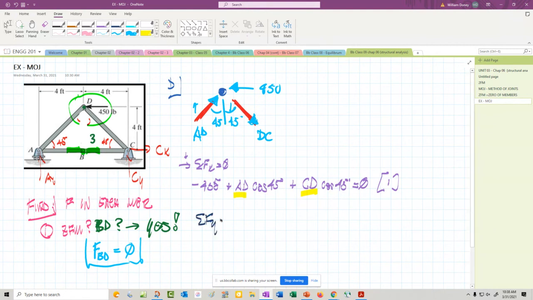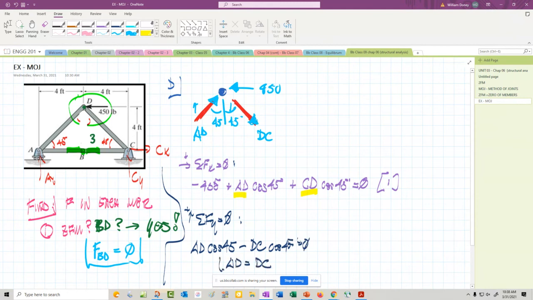We get that by summing forces in the y direction, positive up. And we will get, let's see, AD cosine 45 minus DC cosine 45 equals zero. That tells me that AD equals DC. It doesn't give me the numeric value.